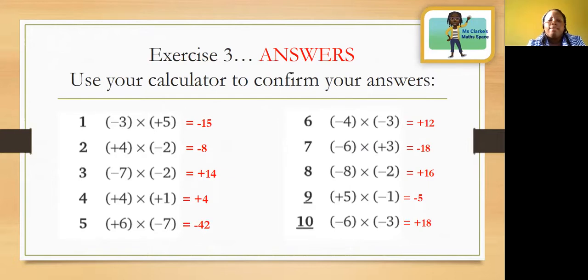Question 3. We have negative 7 multiplied by negative 2. A negative by negative is a positive, and 7 by 2 is 14. So your answer will be positive 14.